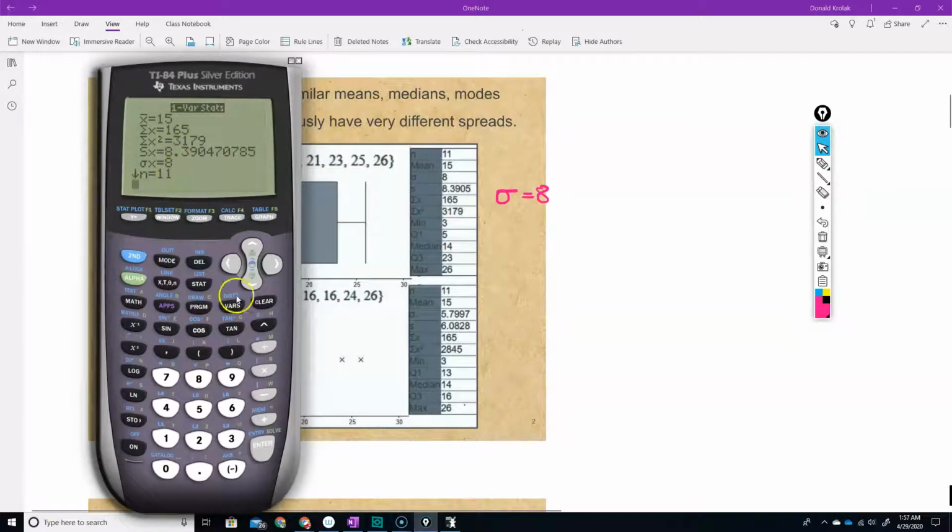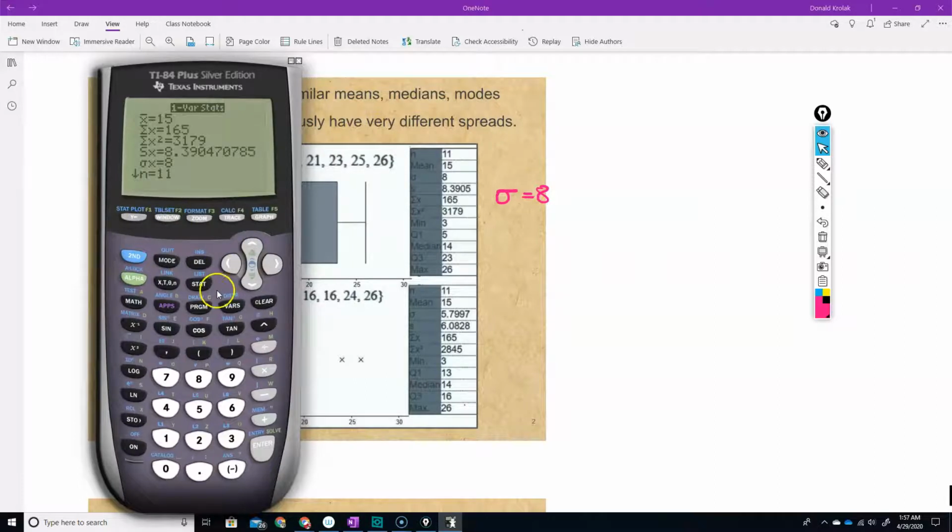Now, if you scroll down using the down arrow, you get your 5-number summary. There's your min, your first quartile, your median, your upper quartile, and your max.